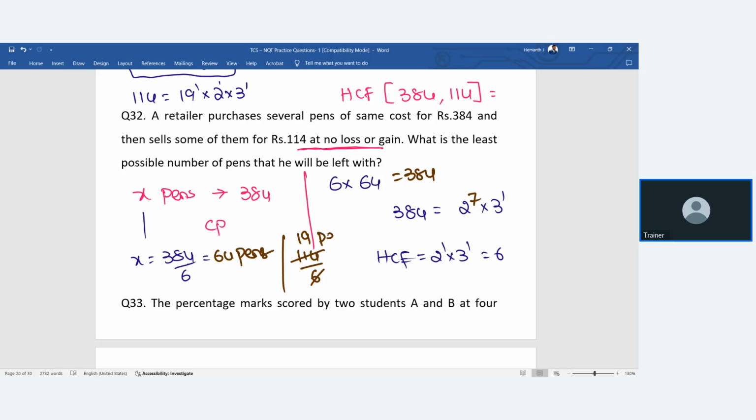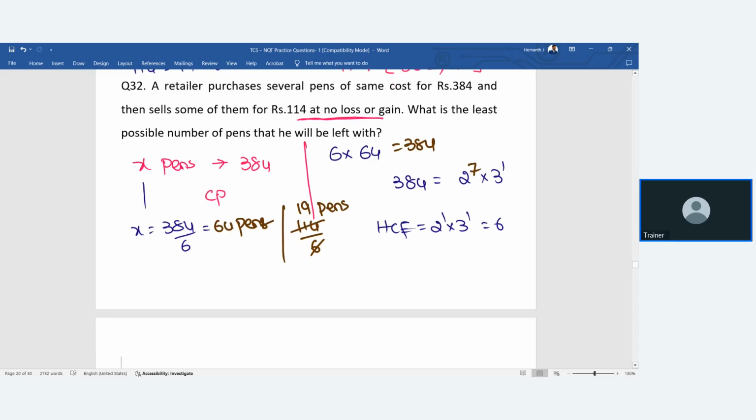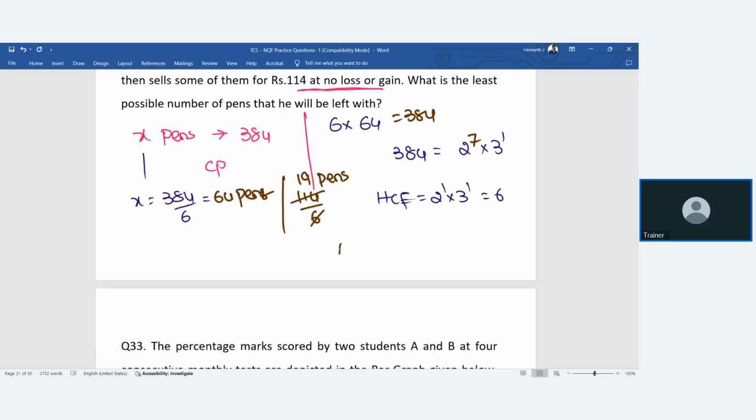The rest is, wait. Okay, I'll give another way of solving also. Left is, okay, he has 64, he sold 19. Okay, answer will be 45. He is left with 45 pens.